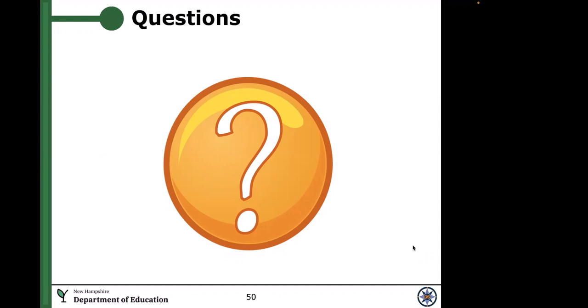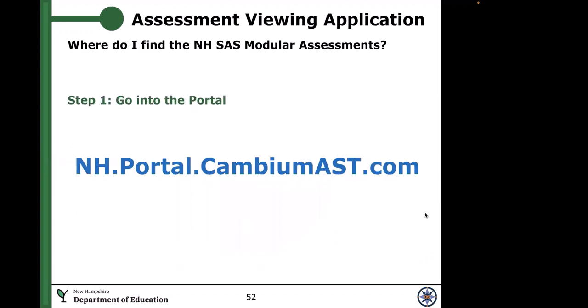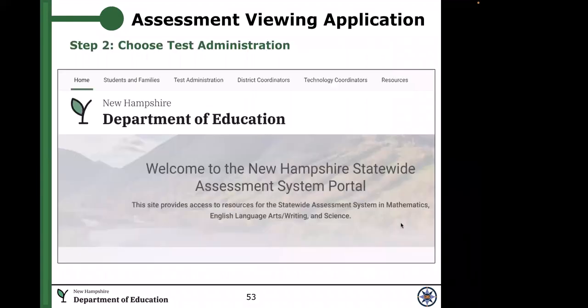Absolutely, absolutely. Thanks, Annie. Okay, let's talk about where you're actually going to see these modular questions and these modulars and be able to choose from them. So the first place you're going to go is to the portal. So if you've ever administered a New Hampshire SAS summative, it's the same portal that you've been on in the past.